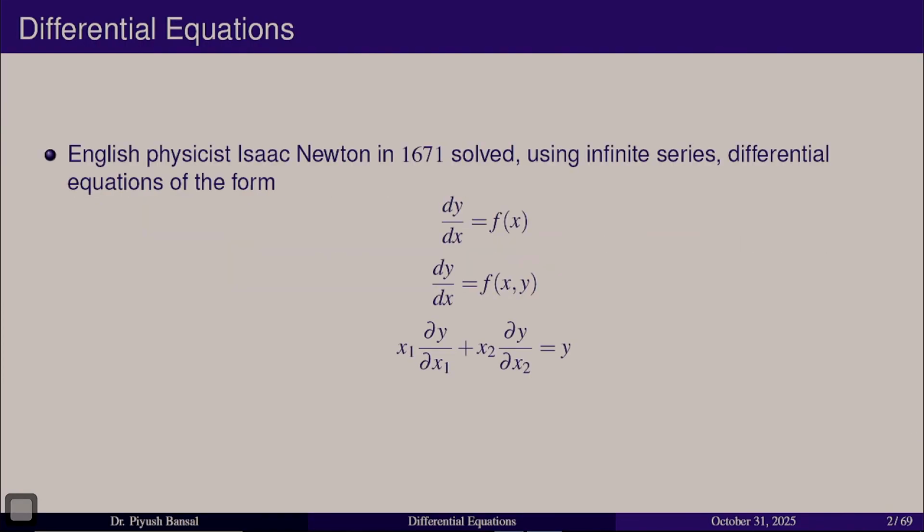Firstly, this was invented by an English physicist, Isaac Newton, in 1671, who solved these three types of differential equations using infinite series. Here, the function y represents a function of variable x. So, y will be called a dependent variable and x is an independent variable. F here is a given function of x. In the second equation, f is a given function of x and y, and dy by dx is the derivative notation again of y with respect to x. And in the third equation, the dependent variable y is a function of two variables x1 and x2.